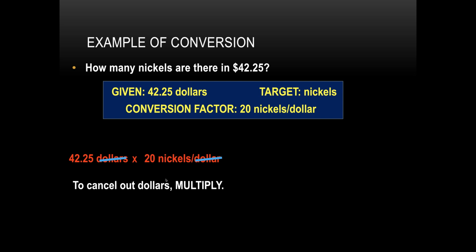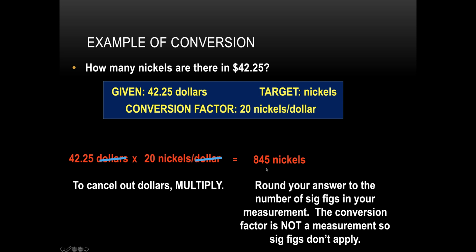Aha. So multiplying it out, we get 845 nickels. Now, in the real world, if your fine is 845 nickels, you pay 845 nickels. But because this is science and we have to do significant figures, again, conversion factor is not a measurement, so sig figs don't apply. We have 4 significant figures, so we have to have 4 significant figures when we're done. So make sure that you give them exactly 845 nickels right down to the 10th place.